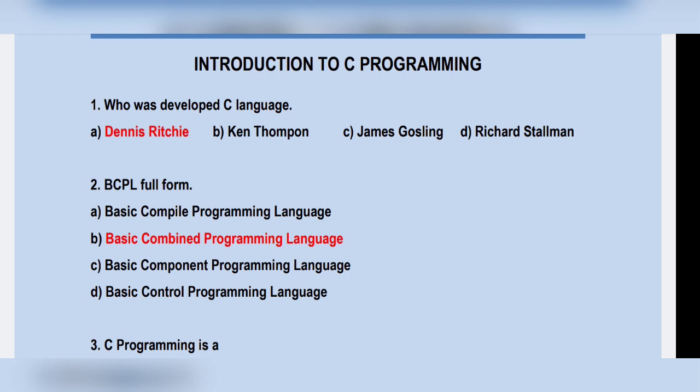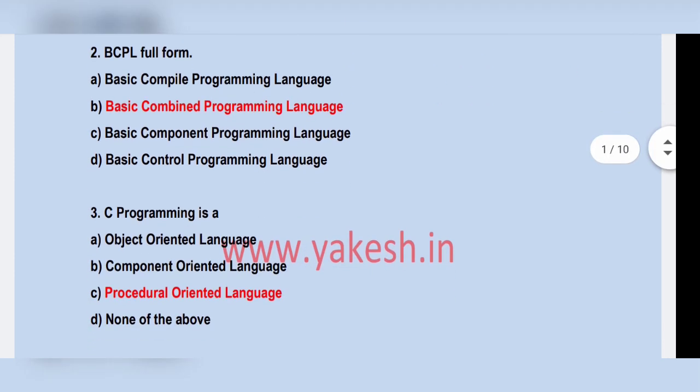Introduction to C Programming. Who developed the C language? Option A, Dennis Ritchie. BCPL full form: Basic Combined Programming Language. Option B is the correct answer. C Programming is a procedural oriented language.